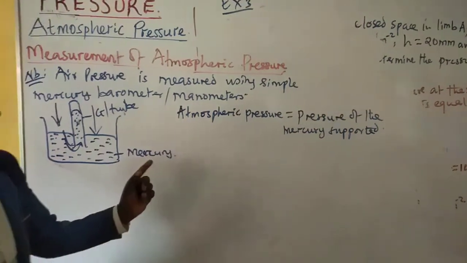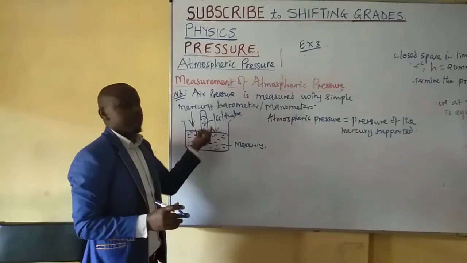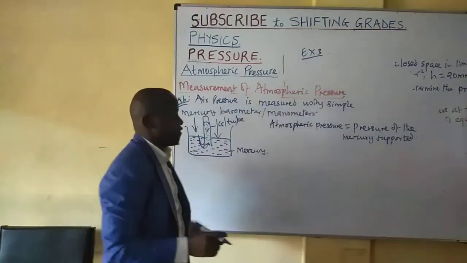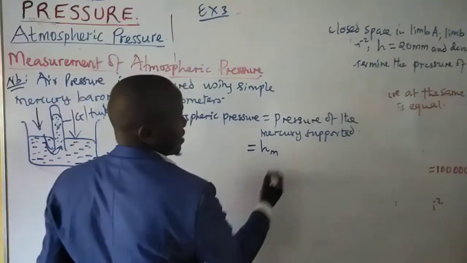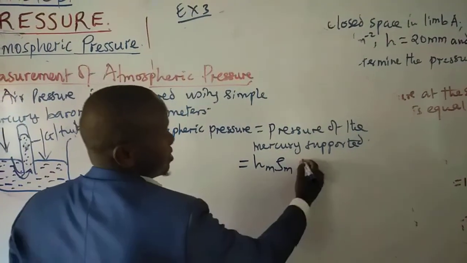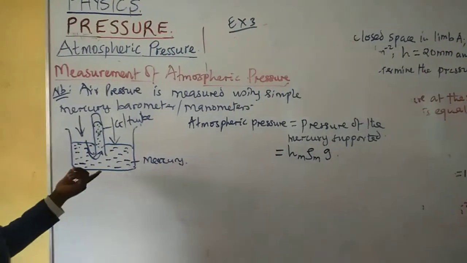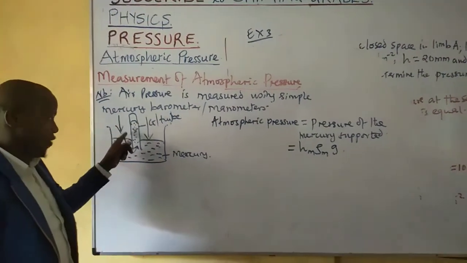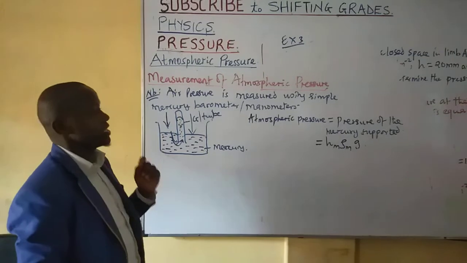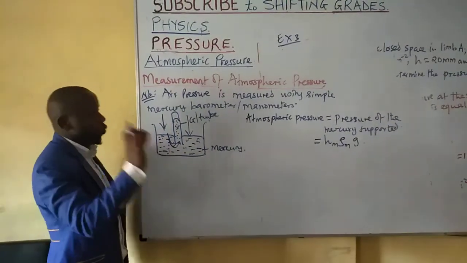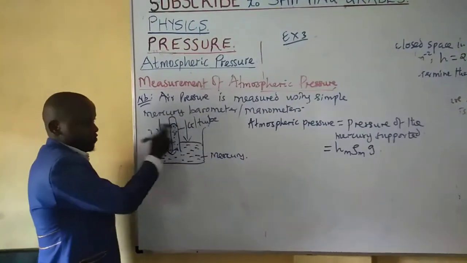Therefore, at the end of the experiment, you will discover that the atmospheric pressure can support a certain height of mercury inside the glass tube. And therefore, we say atmospheric pressure can be given by the height of the mercury times the density of mercury times the gravitational acceleration. After doing the experiment, we take the height of mercury which has been supported, multiply by the density of the mercury times the gravitational acceleration, and that gives us the pressure of the height which is supported here, and we are equating it with the atmospheric pressure.